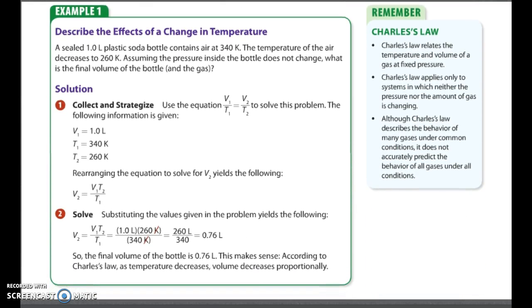So algebraically rearrange it, plug in all your answers. The K's cancel off. One way to tell you're doing it correctly, you ended up with liters, and our answer is 0.76, which is smaller than 1. Woohoo! Remember Charles' law. Charles' law relates the temperature and volume of a gas at a fixed pressure. Charles' law applies only to systems in which neither the pressure nor the amount of gas is changing. Although Charles' law describes the behavior of many gases under many conditions, it does not accurately predict the behavior of all gases under all conditions. So again, there are exceptions.